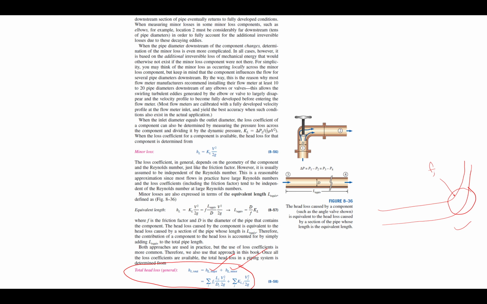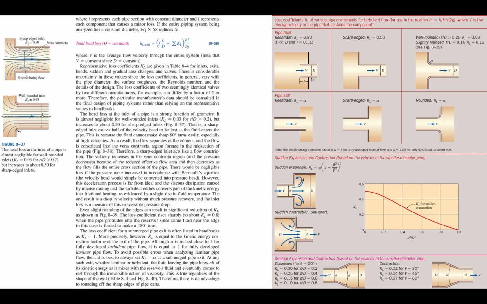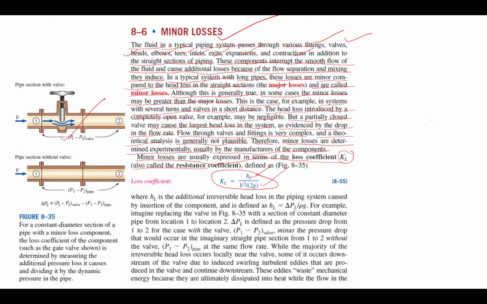So now, everything here you know already, but here is how you will calculate this k value. For calculating the k value, a lot of experiments are needed, so generally it is not possible to derive it theoretically. Therefore, the minor losses are determined experimentally.